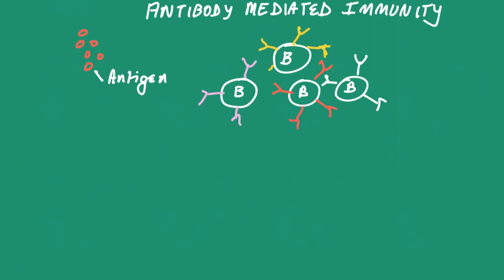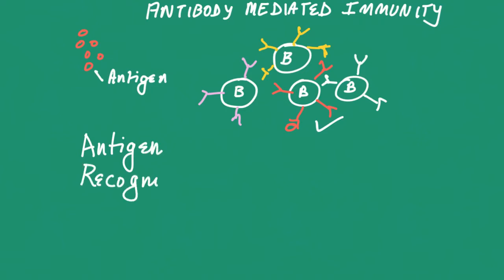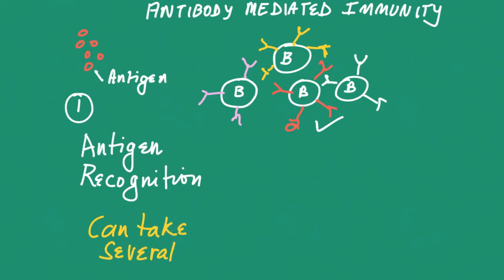So let's imagine that we pick the red antibody as the chosen B cell and the antibody that correctly matches the antigen. This stage of antibody-mediated immunity is called antigen recognition, and it can take several days. By then, the virus is already multiplying and infecting the body.